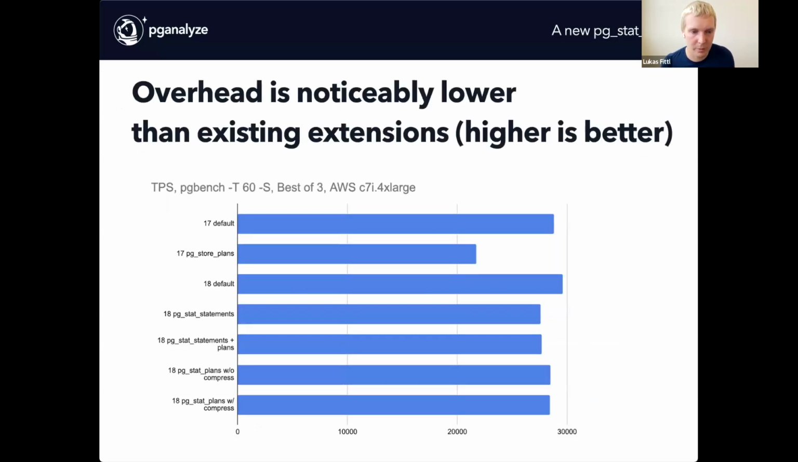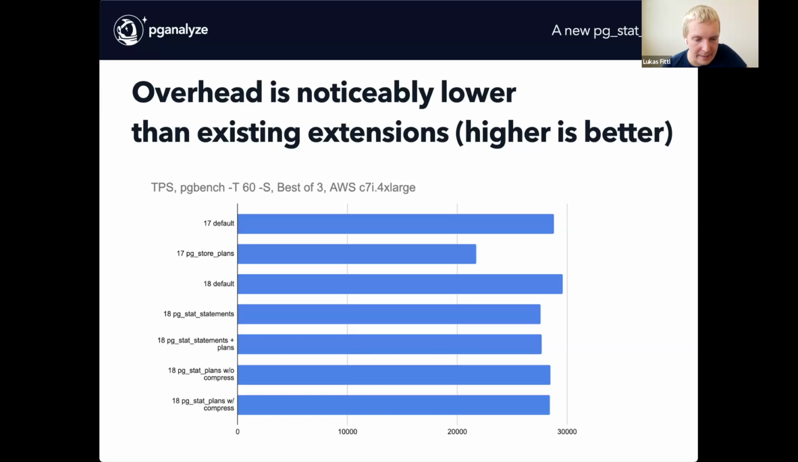And then here are some benchmark results. The nice thing about pg_stat_plans is it has a lot less overhead than the existing extensions. Higher is better here. This is a pgbench on a somewhat beefy AWS instance. This compares 17 default versus 17 with pg_store_plans. With that other extension, you can see that big dip in performance. So don't use pg_store_plans in production, unfortunately, is what I would say.